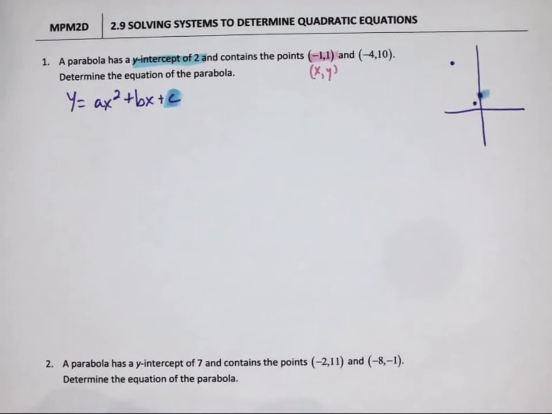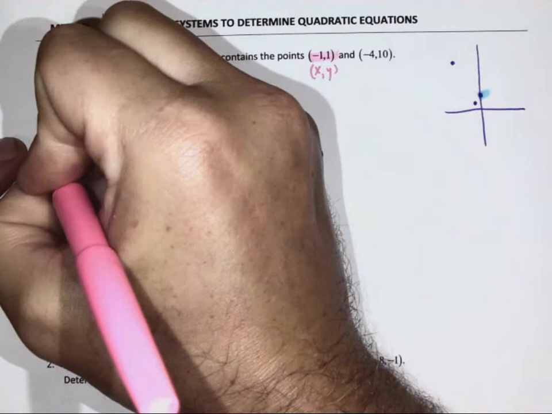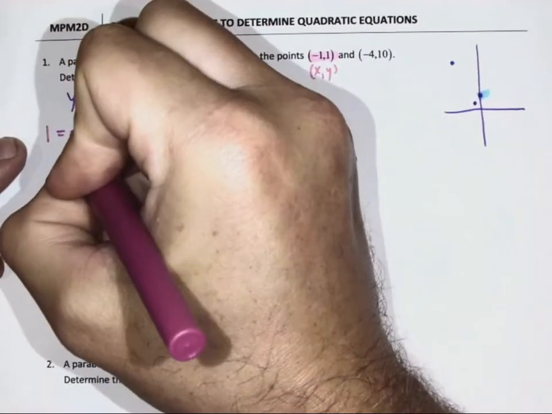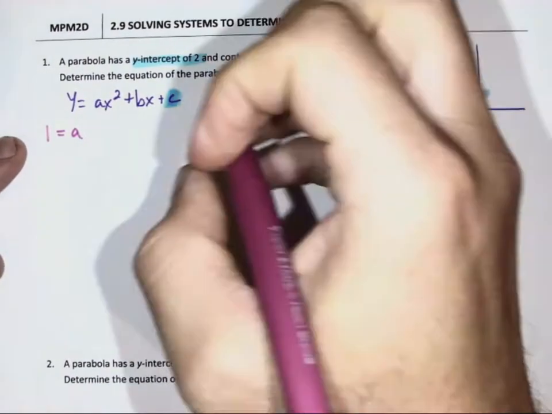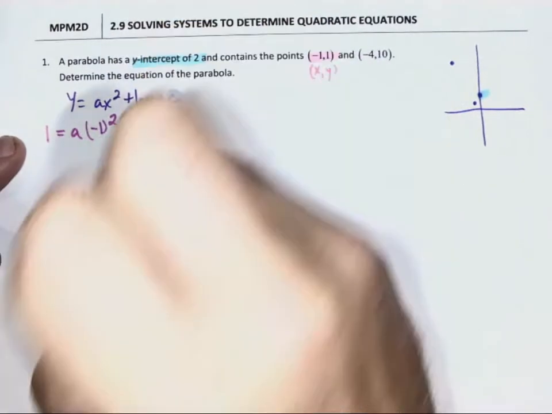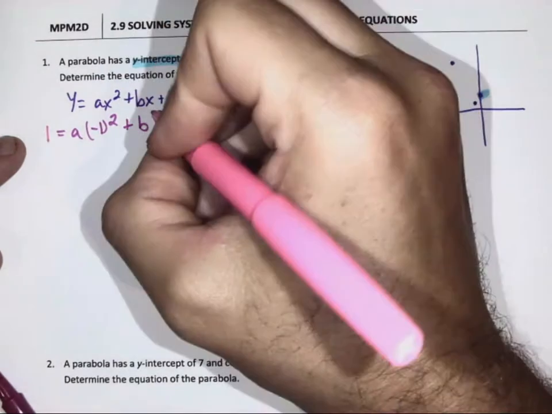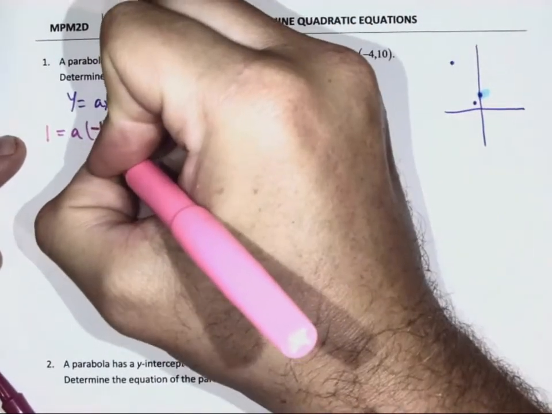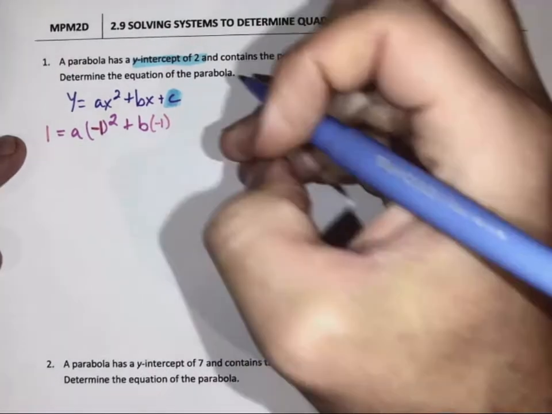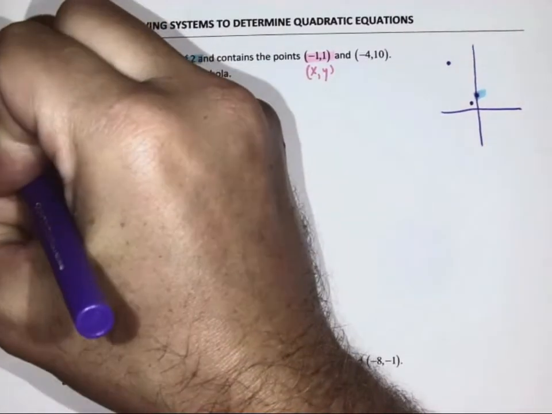So for our first equation, we're going to create it using these points. Every place we see y, we put a 1. Every place we see x, we put -1. Plus b, and everywhere we see x, we put -1. And then we have our plus 2. And that's our first equation that we've created.